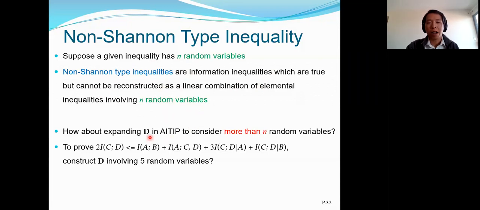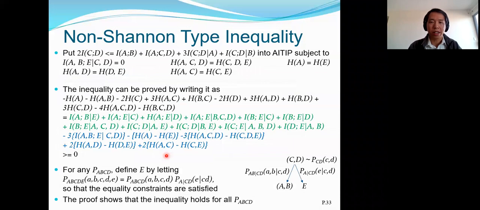Then it is very natural to ask, how about if you give me an inequality using n random variables, how about we construct D, which has more than n random variables? Just like this one, okay, it has 4 random variables. How about we construct matrix D using 5 random variables? If this is the case, can we prove this inequality? And the answer is yes, but we need to play some tricks here. Now, suppose now we put this information inequality into AITIP, and furthermore, we put these equality constraints into the program.